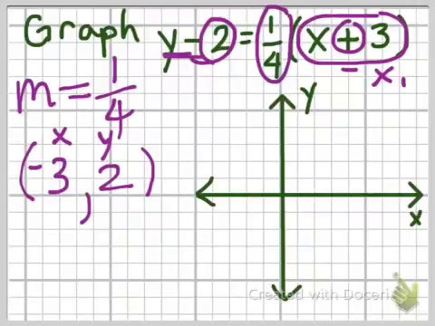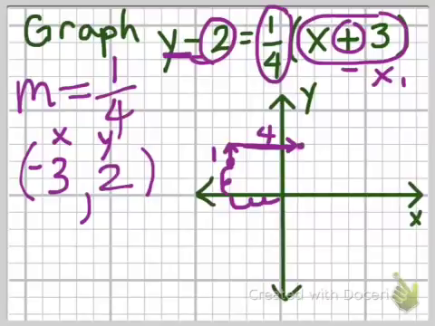Our first step will be to plot -3, 2. So we start at the origin and then move to the left 3, and then we'll go up 2 and plot our point. And then we'll use our rise over run approach. So from this point, we're going to rise 1, and then we'll run 4, which puts us there. This is our second point.